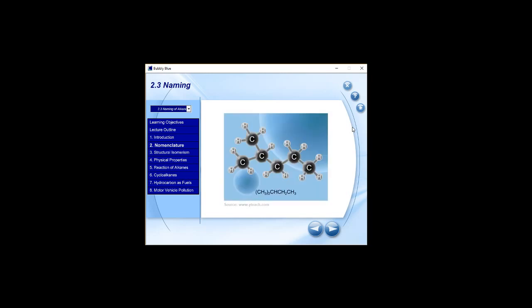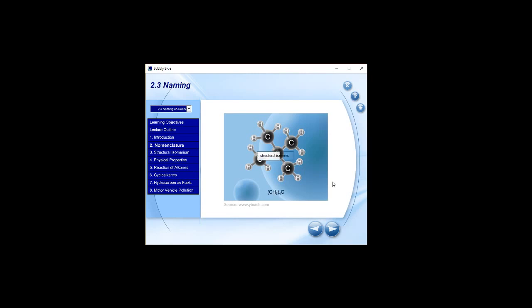Alkanes with 4 or more carbon atoms can form branched structures and structural isomers. Naming them is more complicated. To name structural isomers, we apply 4 rules in the following order.